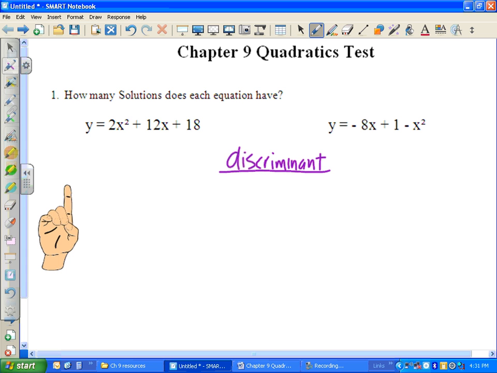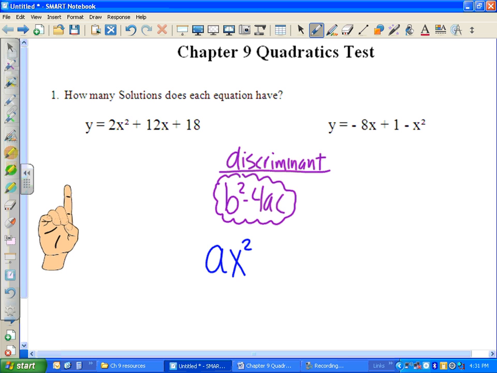This little fancy word is basically the stuff inside the square root of the quadratic formula. So that's b squared minus 4ac, remember? One extra thing for the discriminant, which tells us how many answers this has, is that the a, the b, and the c have to be in a certain order. And that order looks like this.